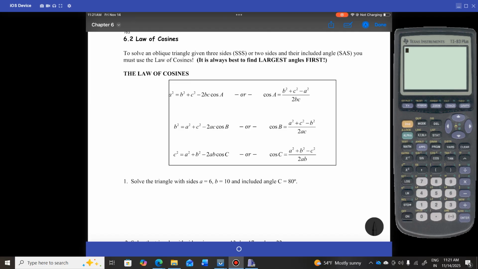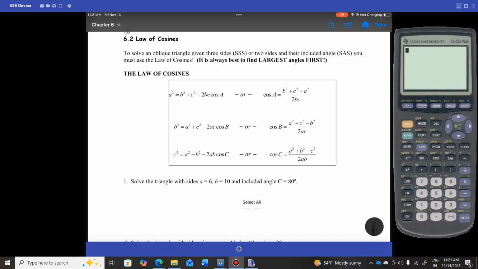Okay. The formulas, it's one long formula, and then the other sides kind of just switch places depending on what you have. So if you have angle A, it's a squared equals b squared plus c squared minus 2bc cosine A. If you have angle B, then b squared is out in front. If you have angle C, then c squared is out in front. And the other two take their place in this kind of form here, where you have side squared minus 2 times side, and then cosine of the angle.